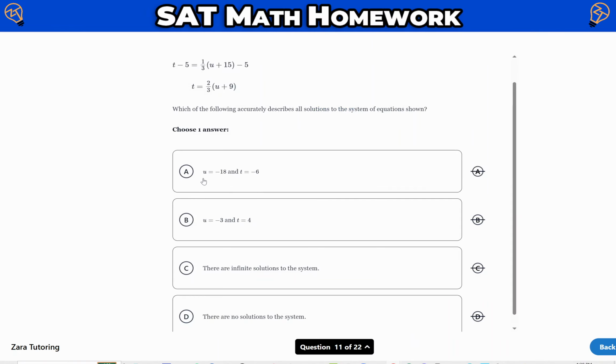And notice with the answer format, we have a couple of options where they're essentially ordered pairs. I know they're not using x and y, but they're using t and u, which is what we have up here. But then these other ones are special cases where maybe there's infinite solutions or no solutions.